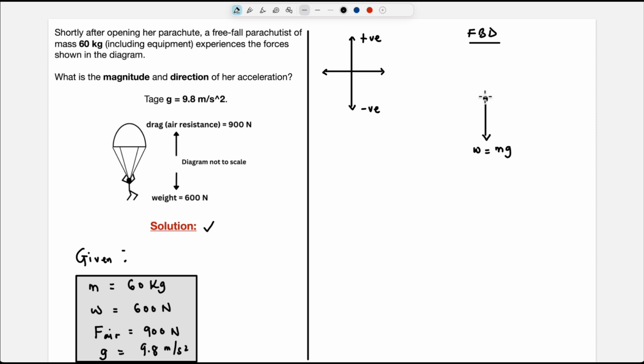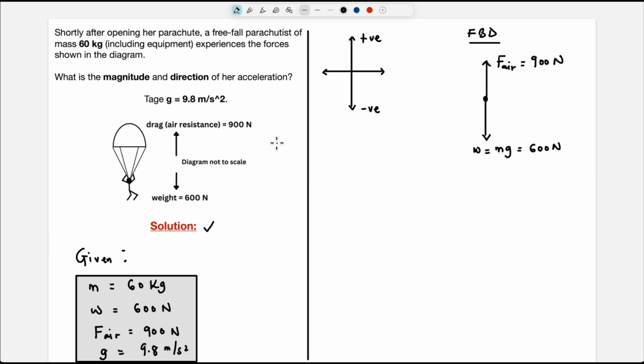And then in reaction to the weight, since there is a parachute, there's air drag on this parachutist which points upwards. That air drag as F air equal to 900 newtons, with the weight also equal to 600 newtons. Like I mentioned, in the horizontal direction, we don't have any motion since this is a purely vertical motion. However, we are looking at it in terms of dynamics, that is referencing all the forces acting on this object.